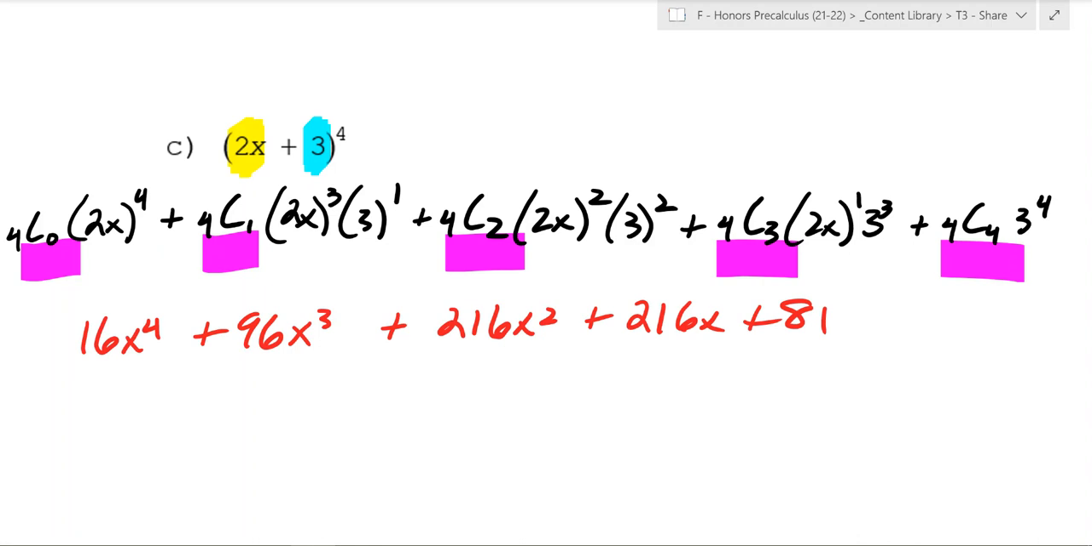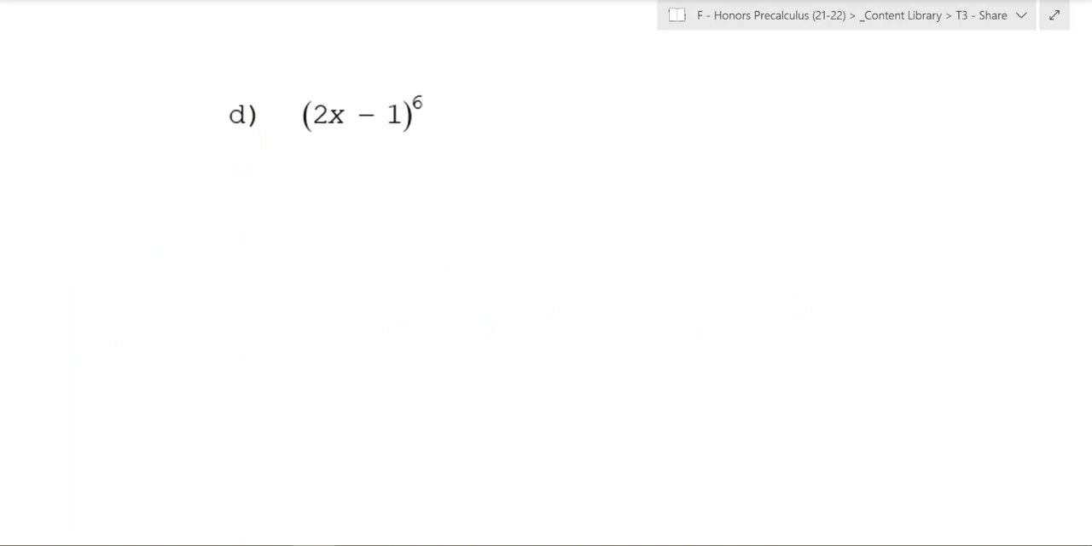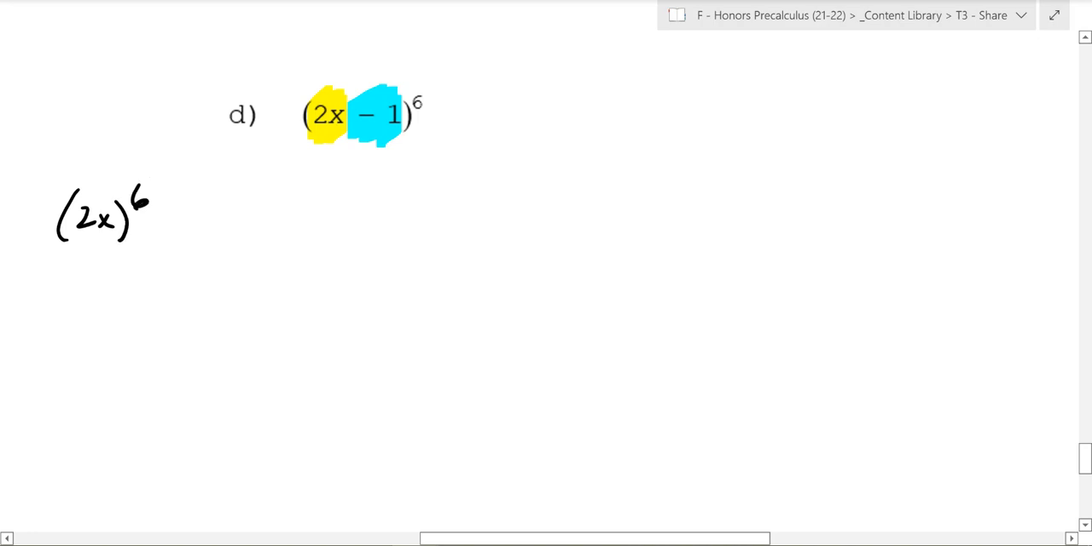Let's do one more. So here we go with another set of coefficients like we had before. And in this case, you have your A value as 2x, and then you have your B value of negative 1. So our first term will be 2x to the 6th power, and there's that invisible 6 choose 0 out front.